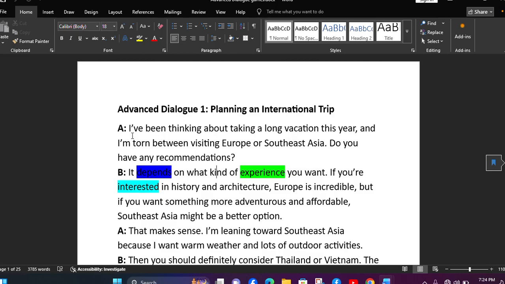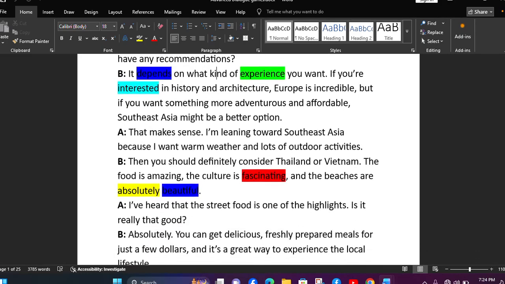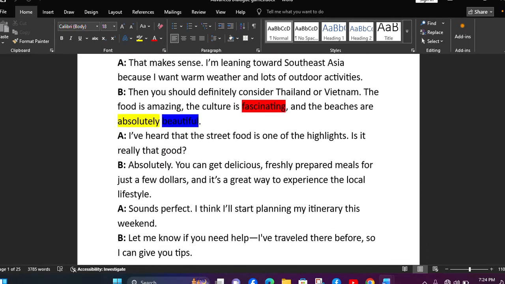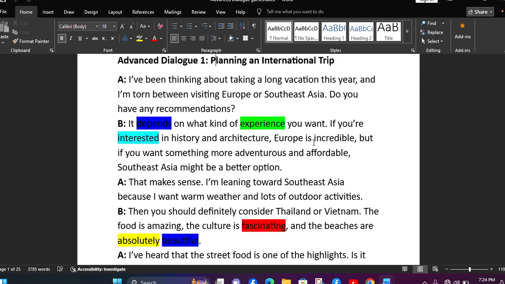Here I can just tell the student, all right, I'm going to be reading the A's and you will read the B's. After that, you will ask the student to summarize what the conversation is all about. It's very interesting. You can start reading, for example, "I have been thinking about a long vacation," and the student will read the B's, from beginning to the end. After that, you can switch the roles.